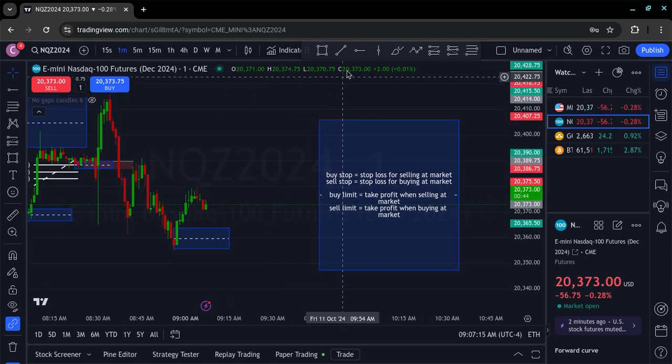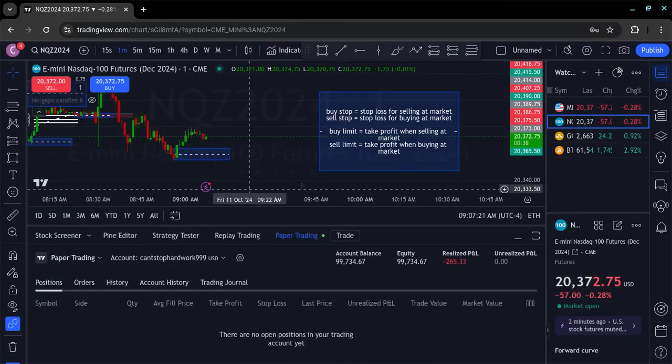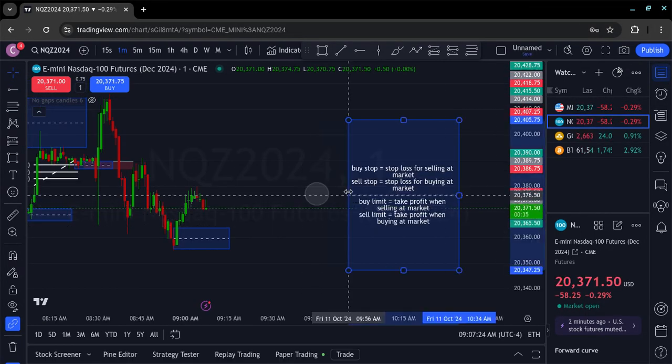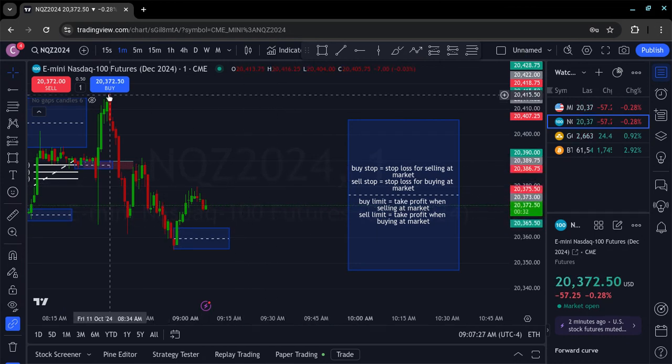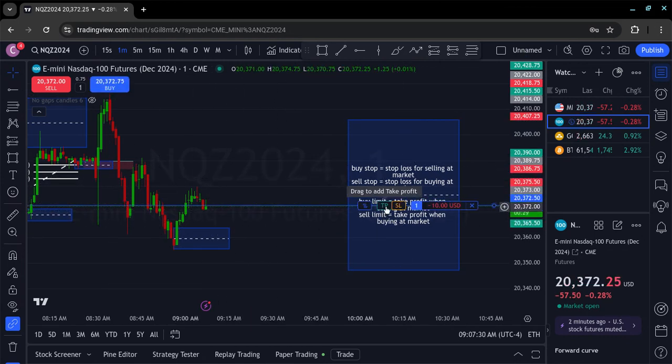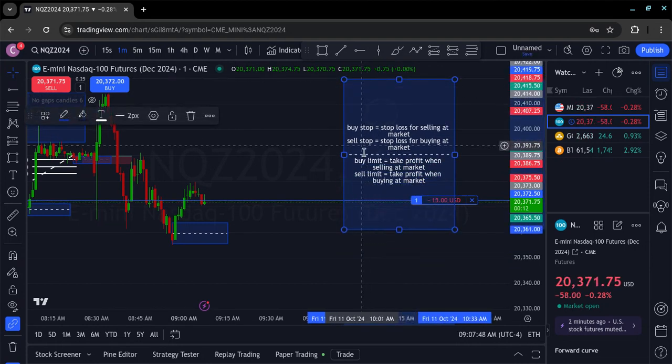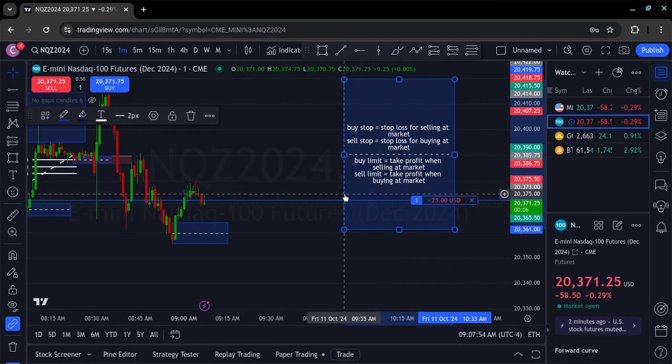So when you're buying, this is on paper trading, just to show y'all. On paper trading it's always going to show you this, but when you're on a funded account or trying to get a funded account, it won't show you this. So when you're buying, a sell stop is going to be your stop loss, and the sell limit is going to be your take profit.